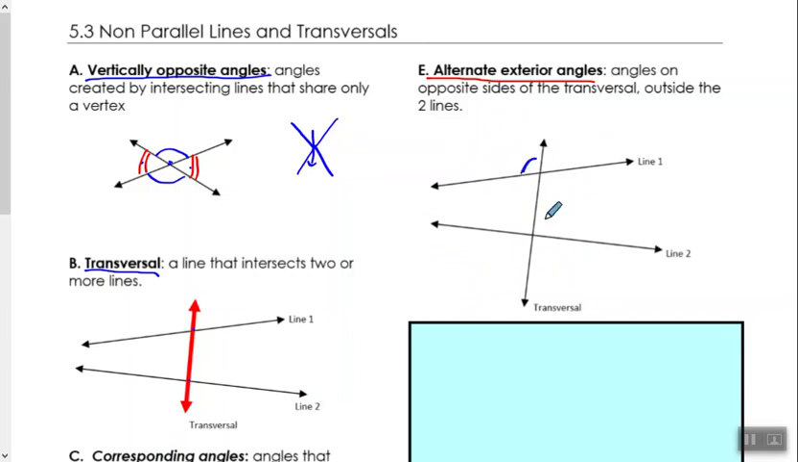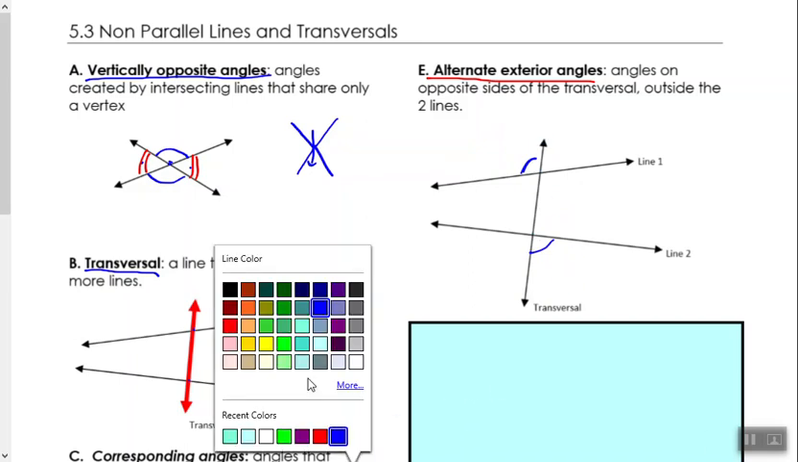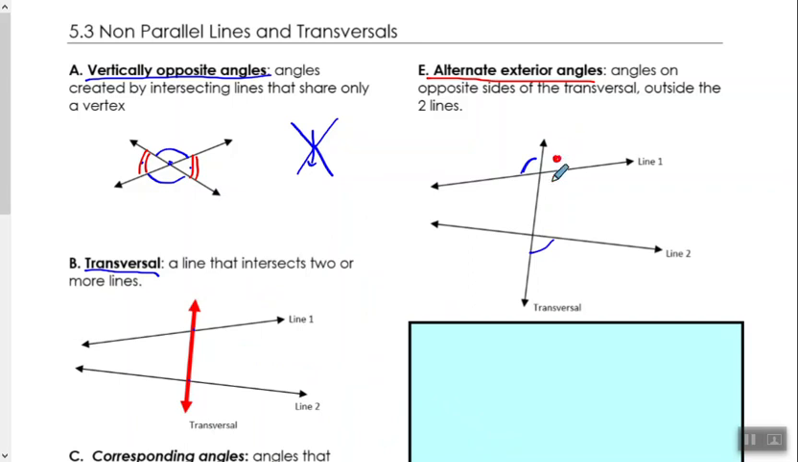So if I'm looking at this one, alternate exterior, well, it can't be in here, that's vertically opposite. This is an interior angle. This is not on the opposite side of my transversal. Here we go. So alternate exterior, like this. There's only one other pair of alternate exterior angles, and that's this one and this one. So alternate exterior.